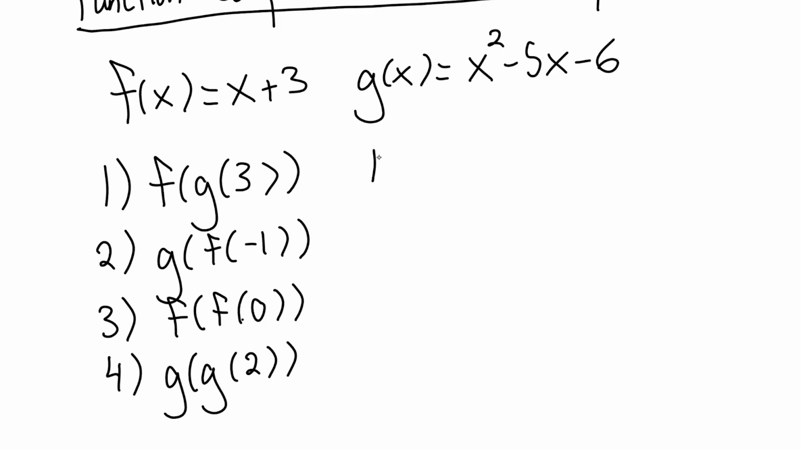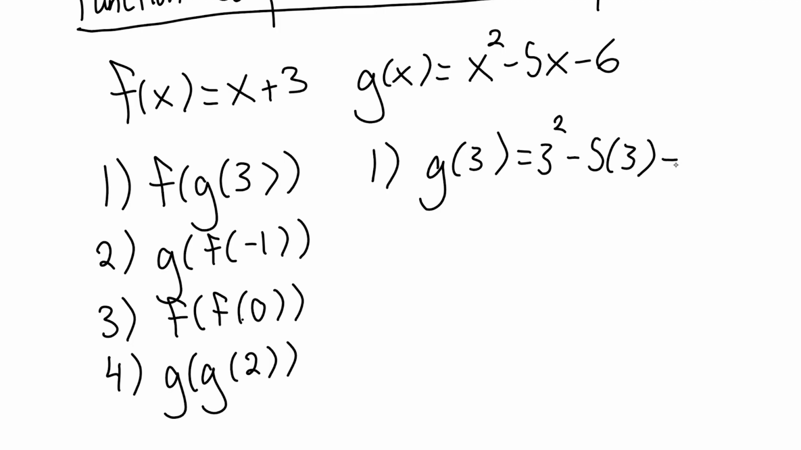So number one, if we want to do f of g of 3, what we need to do first is find g of 3, and then whatever g of 3 is, we put that into f, right? So g of 3 is going to be 3 squared minus 5 times 3 minus 6. So just plugging 3 in for x and g. So we're going to get 9 minus 15 minus 6. So this is going to be -12, looks like.